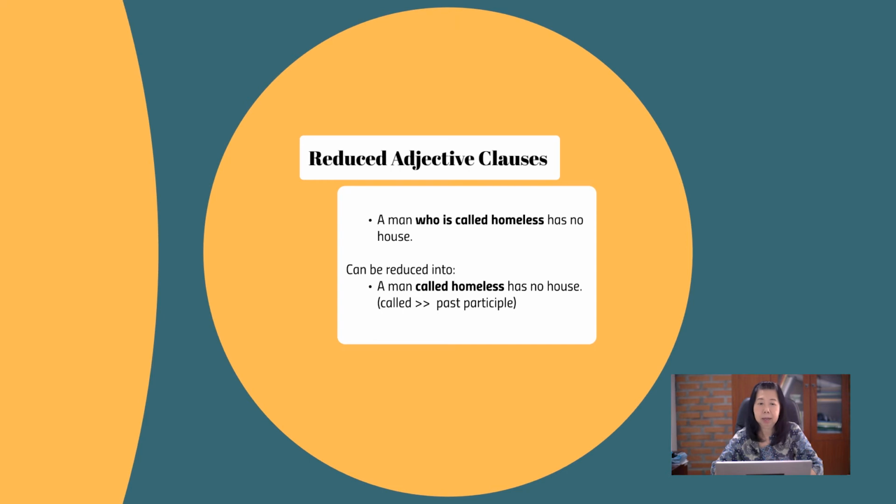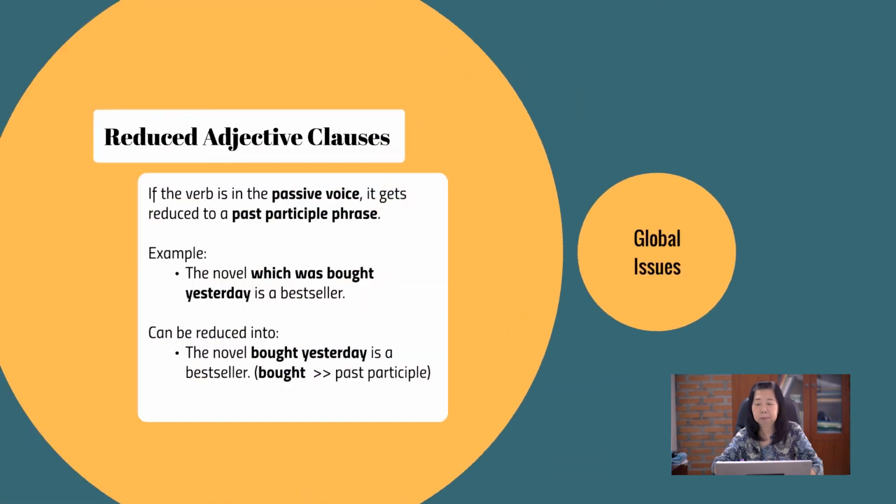Another example, a man who is called homeless has no house. Who is called homeless? Who is the subject. Is called, passive voice. Now this adjective clause can be reduced into called homeless. A man called homeless has no house. Called is a past participle.